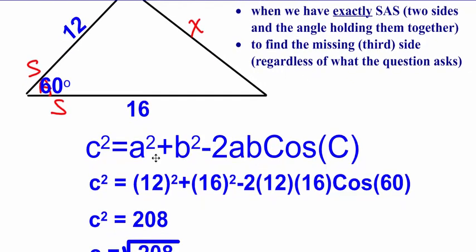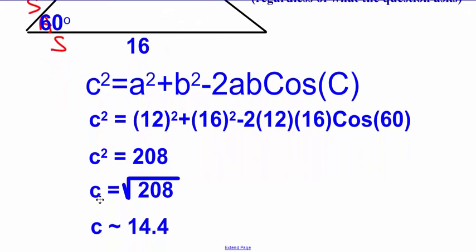And then we're putting in our values. A and B are the other two sides. The order does not matter. 12 and 16 minus 2 times 12 times 16 times cosine of 60. And we will do this all in the calculator in one step. 12 to the exponent 2 plus 16 to the exponent 2 minus 2 times 12 times 16 times cosine of 60 equals, and we should get the number 208. That is the value of c squared, and c then is the square root of 208, which is approximately 14.4.